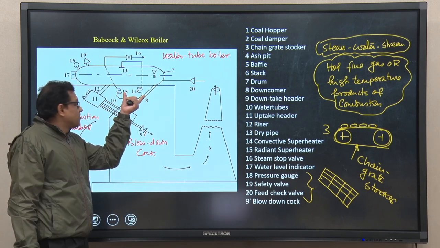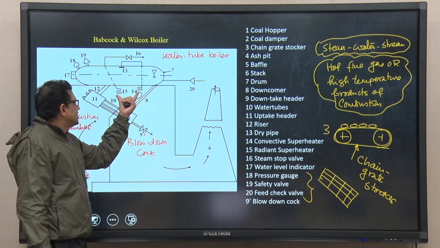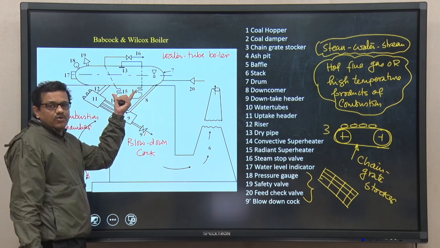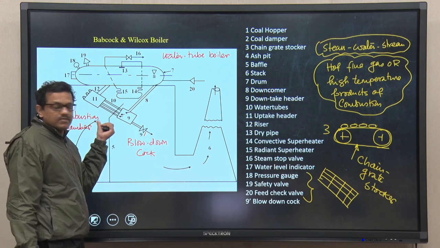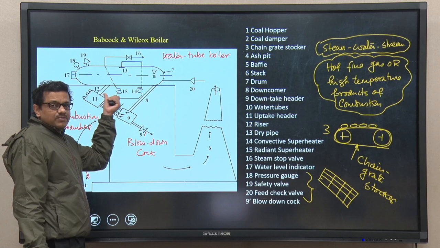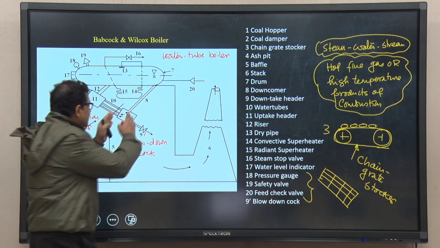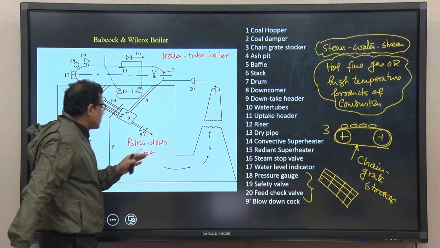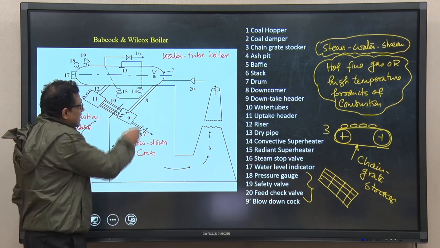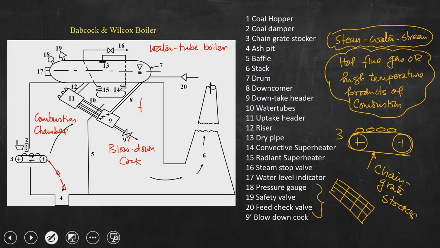And as I told you, the purpose of these two superheaters is to increase the quality of the steam, and that is why they are placed almost at the middle of the boiler, very close to the combustion chamber. And you know, 15 is the radiative superheater because radiative heat transfer plays an important role very close to 11 and 15. While in the right part of the boiler, that is parts 8 and 9, convection takes place. So, this is flue gas convection.